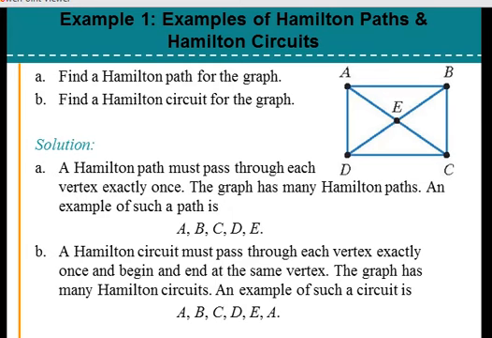So first we're just looking for a Hamilton path. A Hamilton path does not have to start and end at the same place. A Hamilton path must pass through each vertex exactly once, not through each edge exactly once, but through each vertex exactly once. The graph has many Hamilton paths. An example of such a path is A to B, then B to C, C to D, and then D to E.